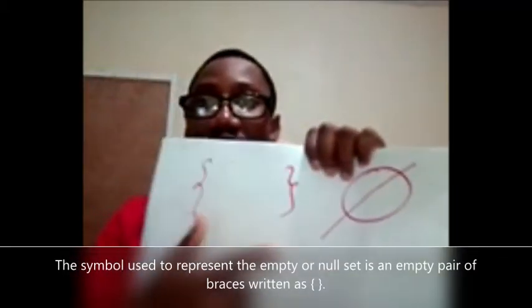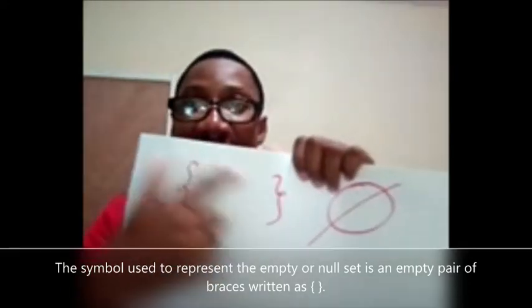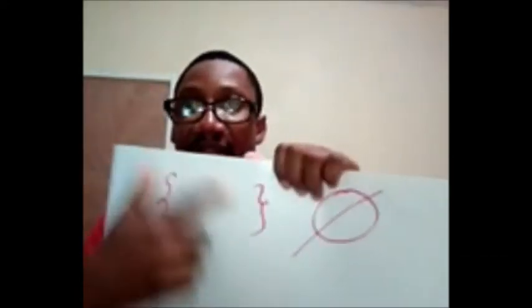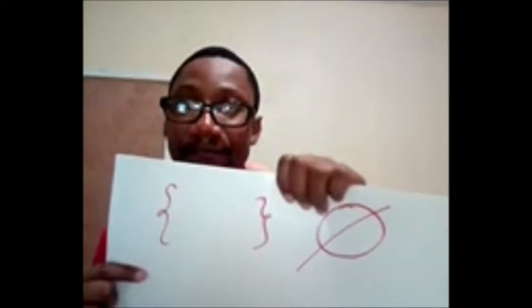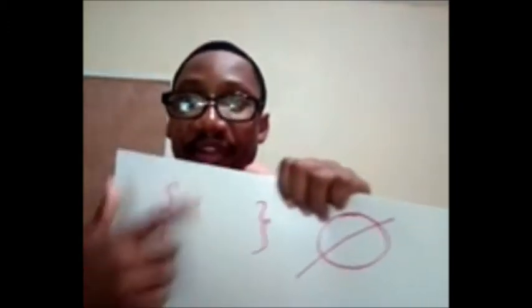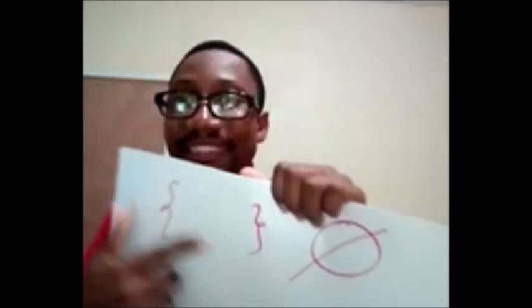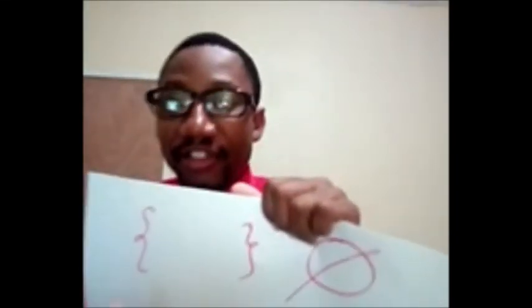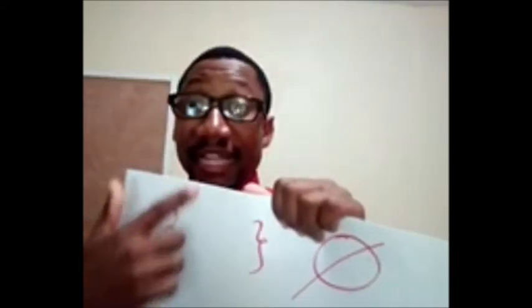Any set that does not contain any element is called the empty or null set. And the symbol used to represent an empty set is a pair of braces. And you can see that inside the pair of braces, there's nothing. It is empty. There's nothing there. So therefore, it is an empty set.